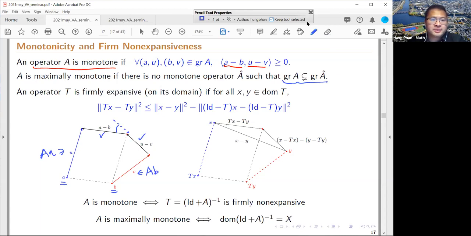The operator T is firmly non-expansive if for all x, y in the domain of T, we will have this inequality: the distance between Tx and Ty squared will be no more than the distance between x and y squared in this case, and subtracted by an amount of the difference between them. So if I illustrate by the picture, if I start at a point x here and y here, my Tx and my Ty should be closer than the original distance at the first, at least.